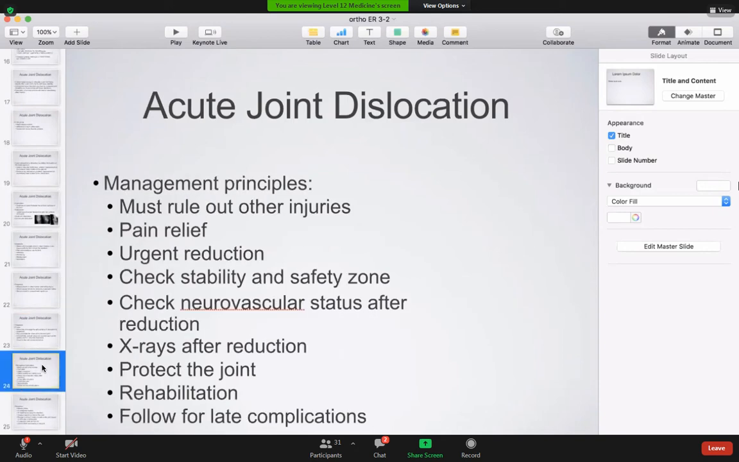Management principles, so you must rule out other injuries as we mentioned, give pain medications, urgent reduction, check stability of the joint and check the safe zone by checking range of motion. Check the neurovascular status after reduction. Obtain x-rays. You have to protect the joint by immobilizing it if needed, and then start rehabilitation and follow up for late complications.